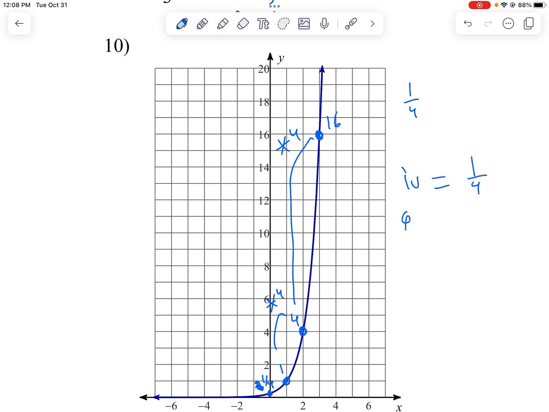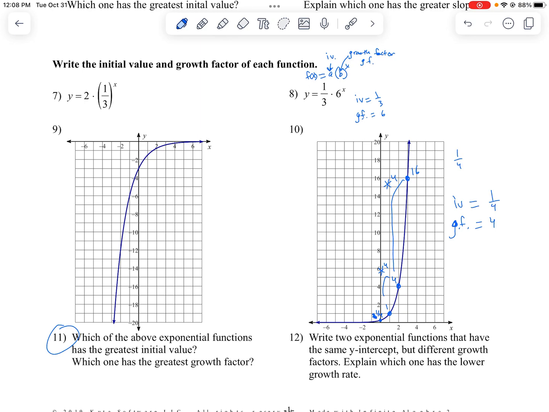And we already found out what it's timesing by, so our growth factor is going to be 4. So there you go. So if it's a little bit tricky, find points you do know, and then use some logic, work your way through to find points you don't know.